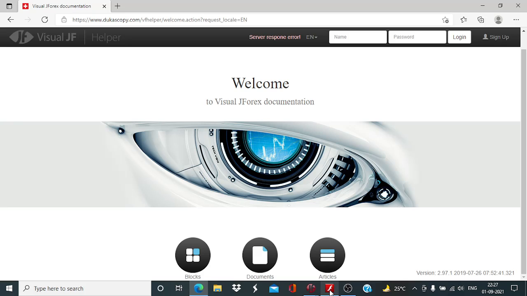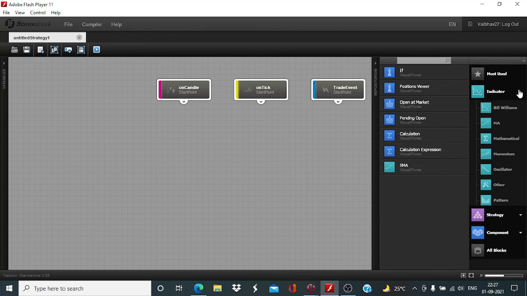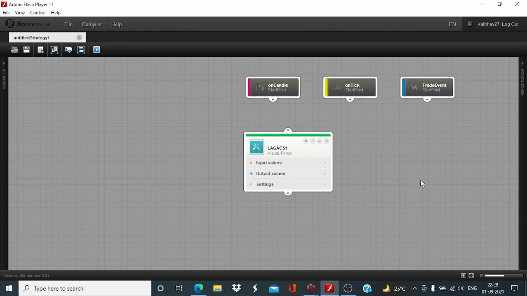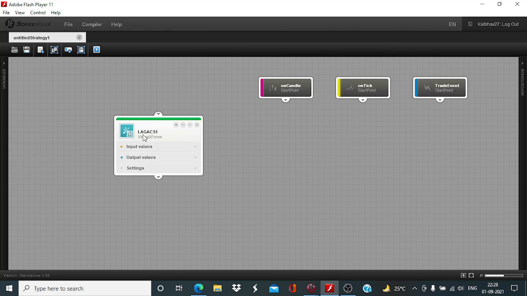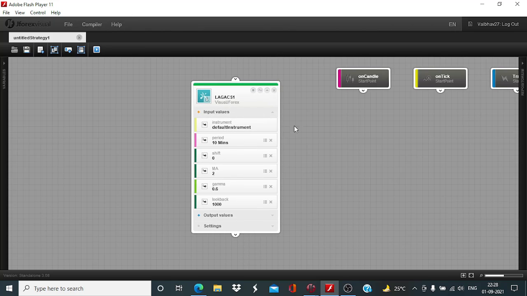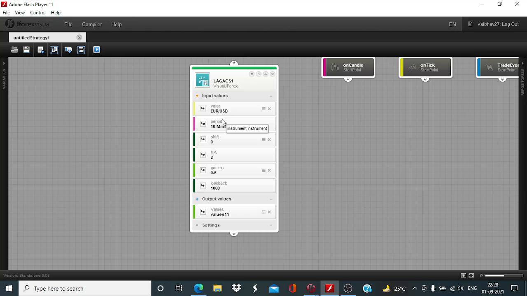So let us now go to the Visual JForex board, which has been developed by the Dukascopy Bank SA. You will find this indicator listed amongst the other indicators. Here it is below the Keltner channel. It is shortened as LGA CS1, Laguerre ACS1. We have to define these 6 parameters, depending on which we will be getting one output value.